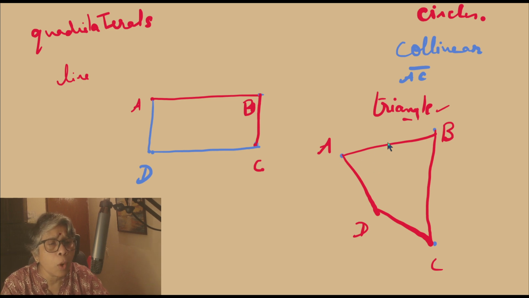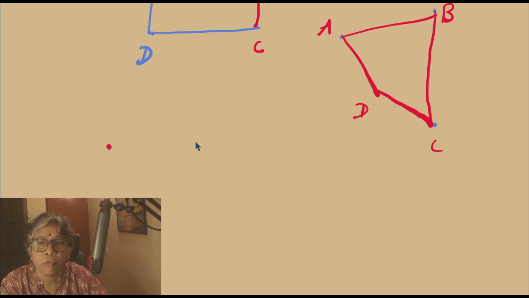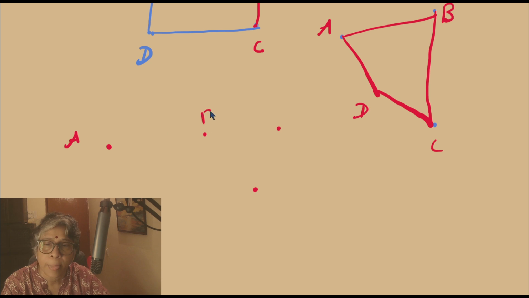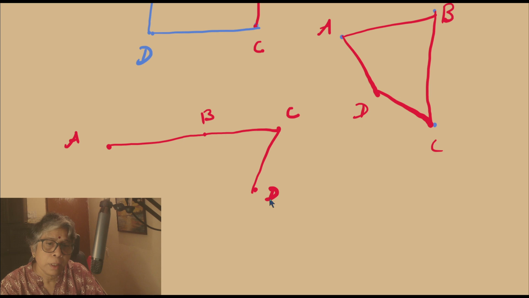But do always 4 points form four-sided figures? That's a good question. So suppose I have A, B, C and D. Do they form four-sided figures? If you look carefully, A, B and C are collinear to one another. They form a straight line, right? A is joined to B, B is joined to C and C is joined to D. Now I may not get a four-sided figure.